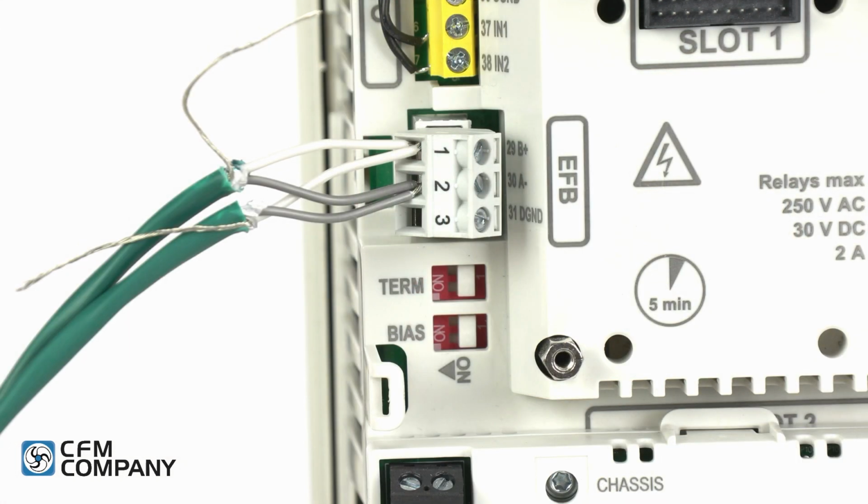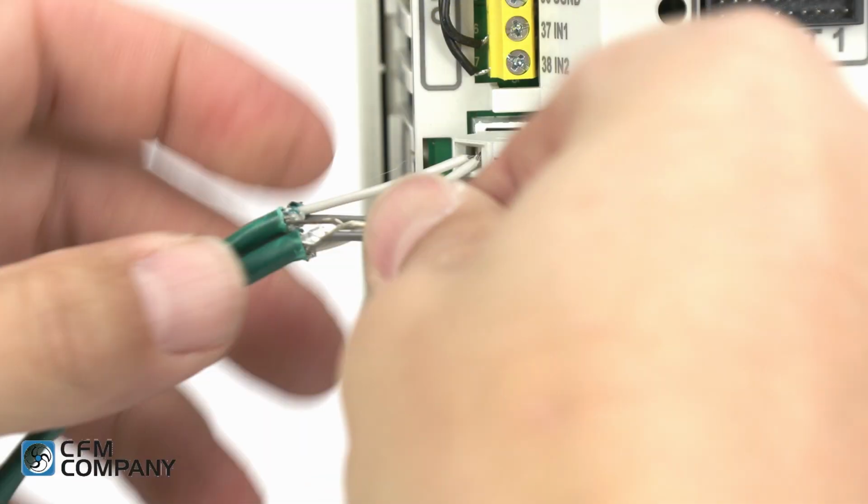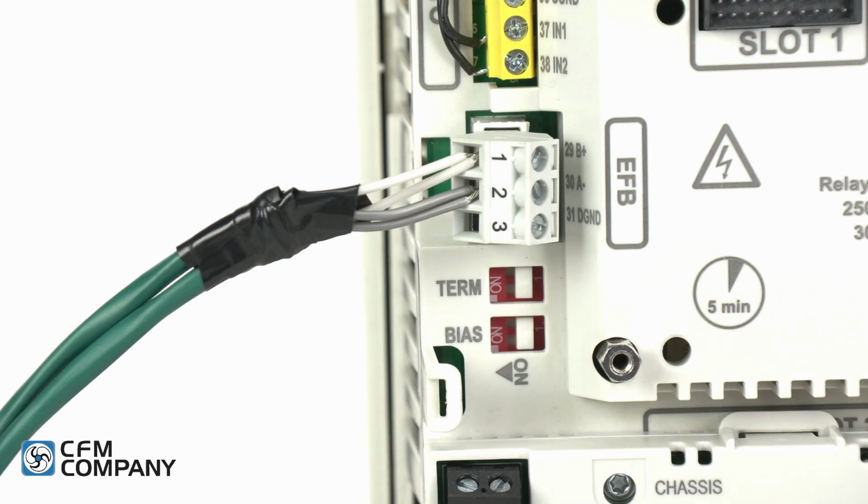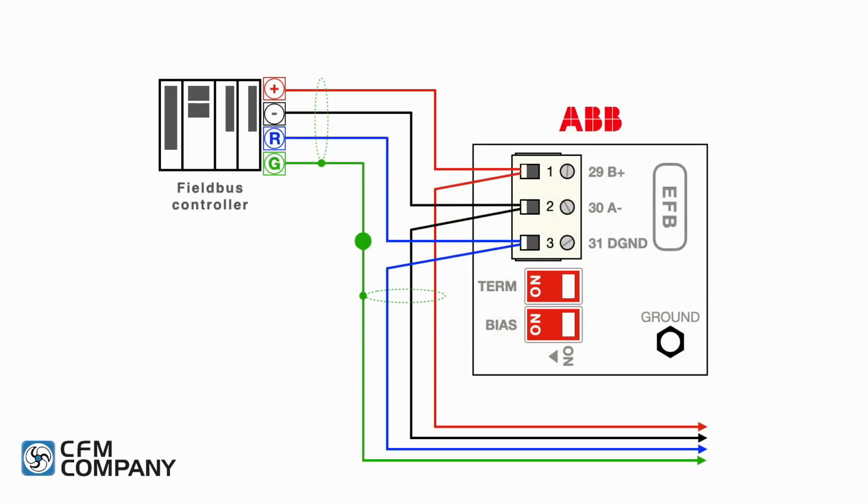Note, the network wire shield is not landed to the drive. The wire shield should be twisted together and taped to prevent contact with other conductors. Terminate the shield only at the ground terminal in the building automation controller.